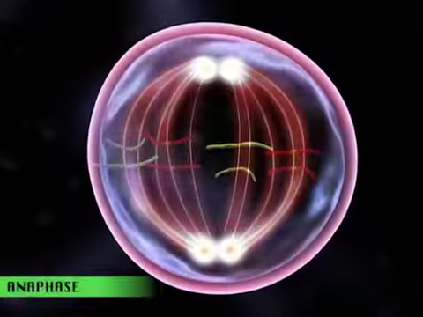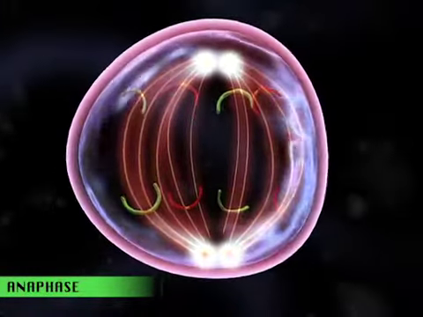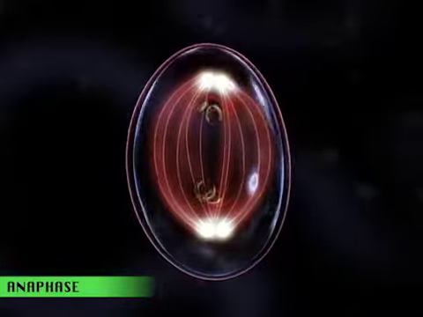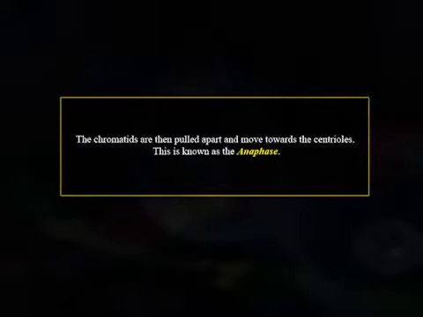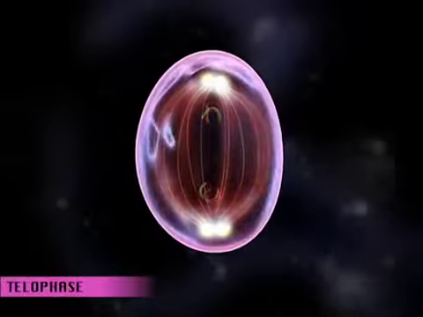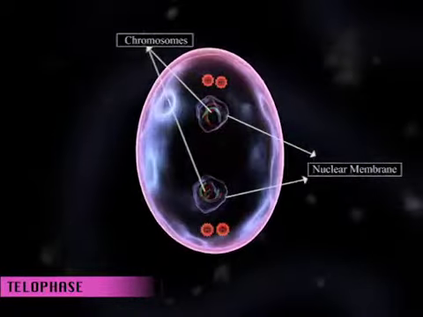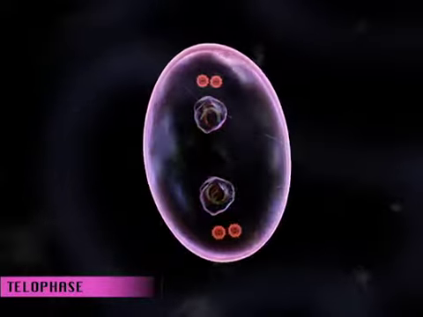The chromatids are then pulled apart and move towards the centrioles. This is known as the anaphase. In the telophase, the spindles disintegrate and nuclear membranes are formed yet again, enclosing the chromosomes within a nuclear envelope.